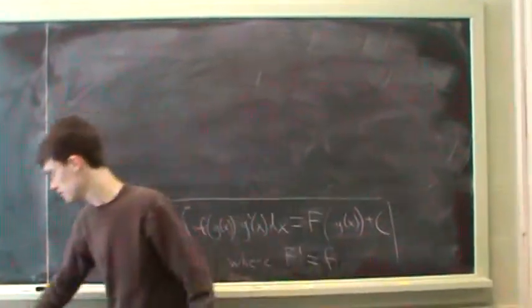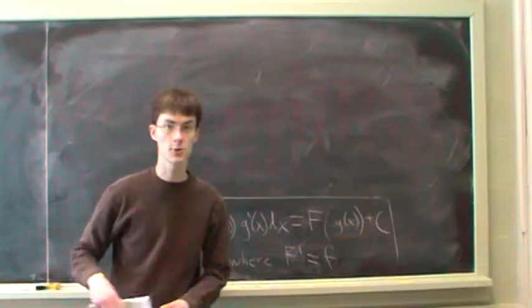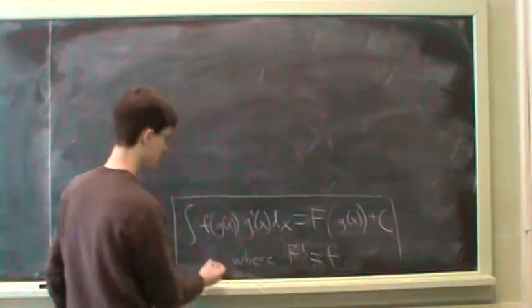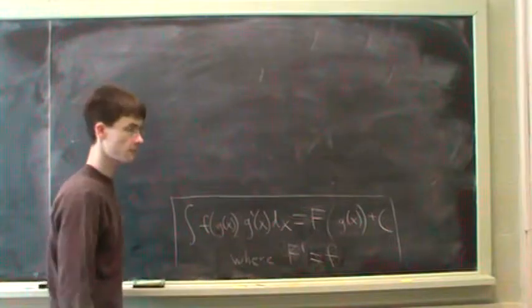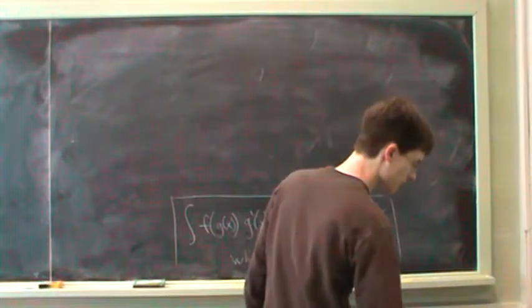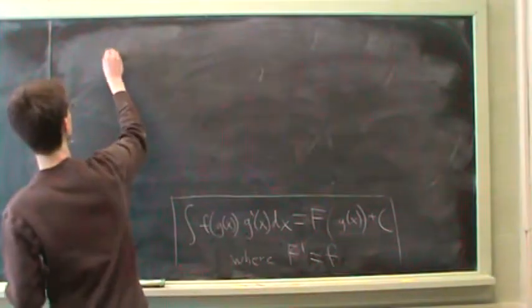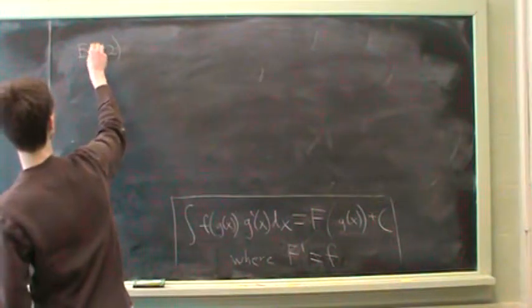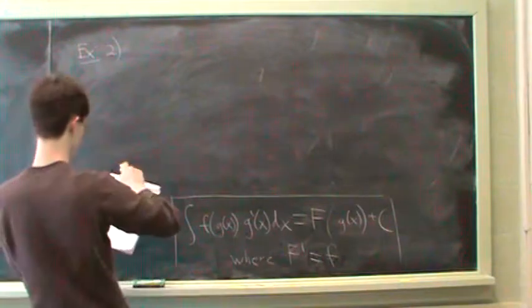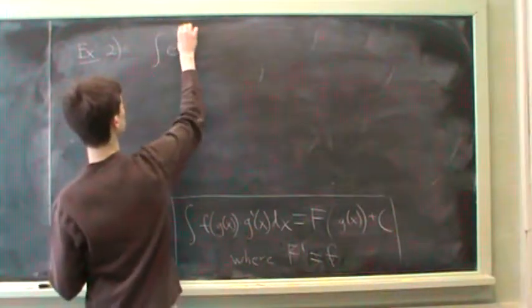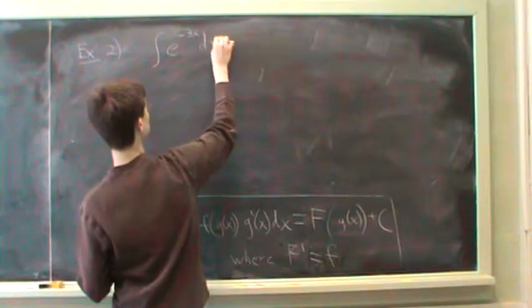Okay, so we've been talking about u substitution, and here is the general complicated looking form that it takes. And I want to do some more examples. So the second example will be the integral of e to the minus 3x dx.